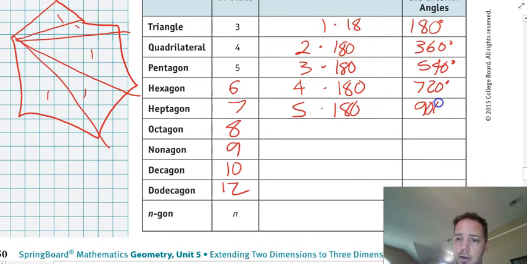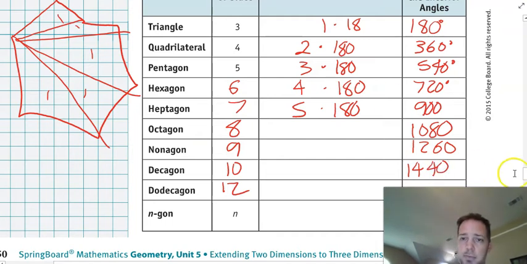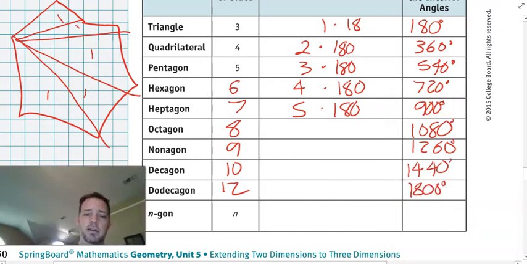So 900, 1080, 1260, 1440, and a dodecagon has 1800. Okay, so how could we do this for an n-sided gon? N could represent any number.